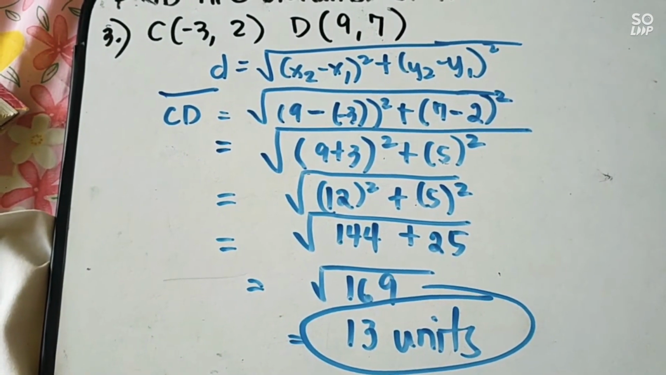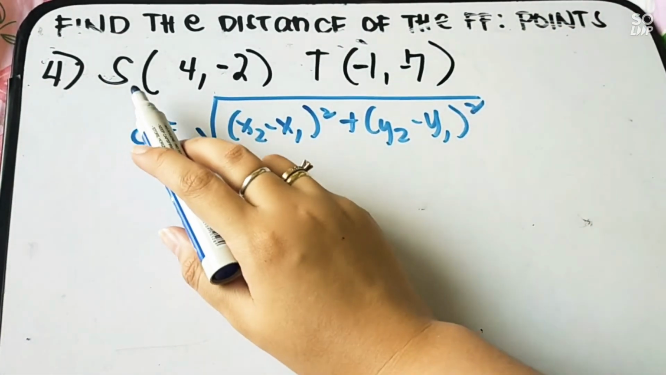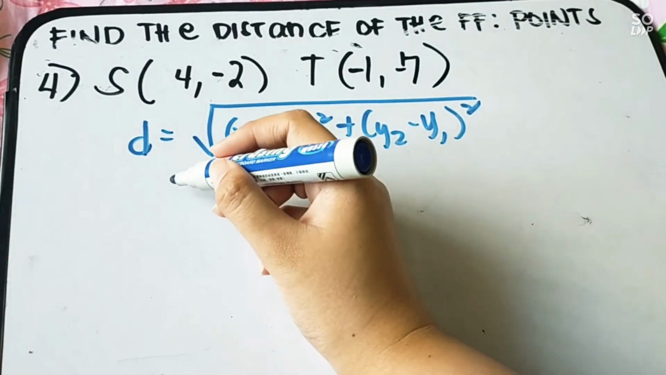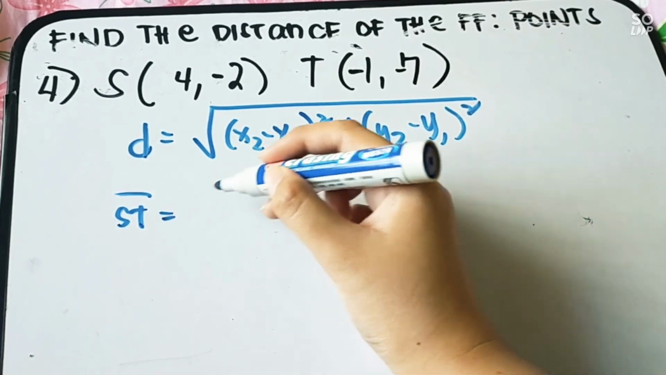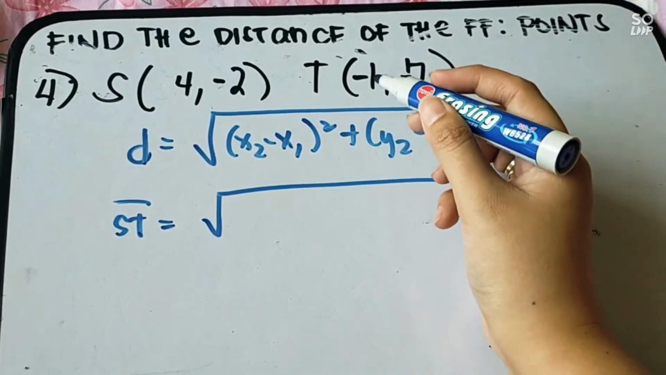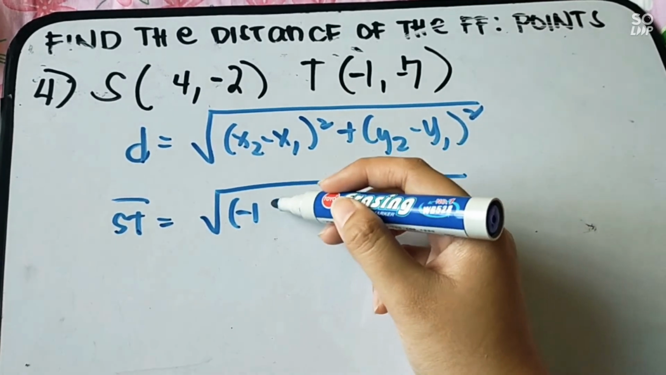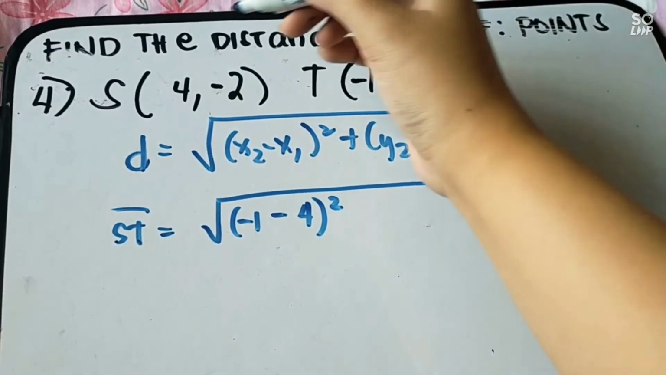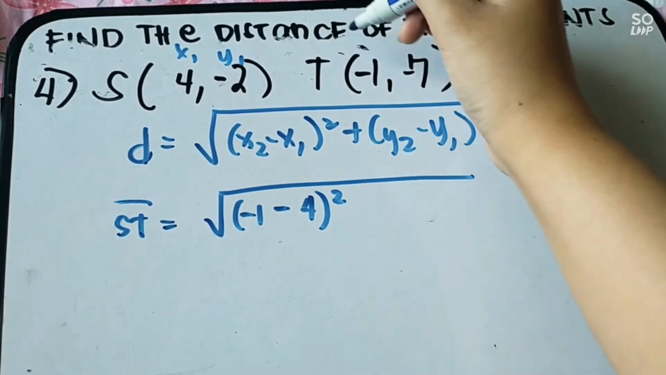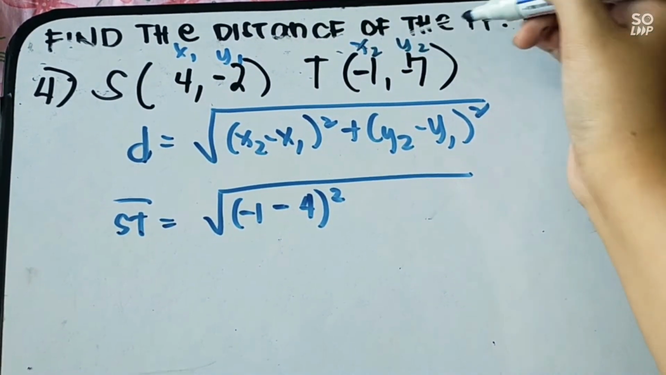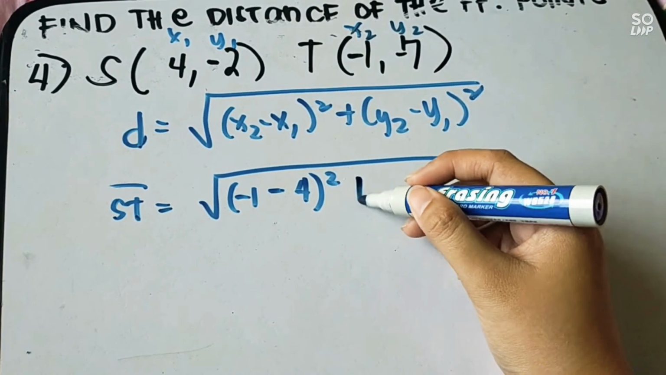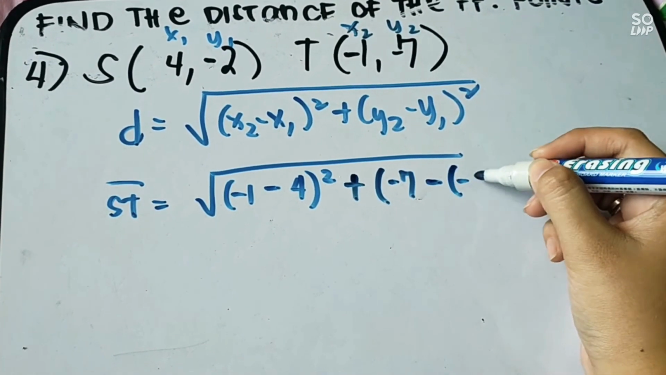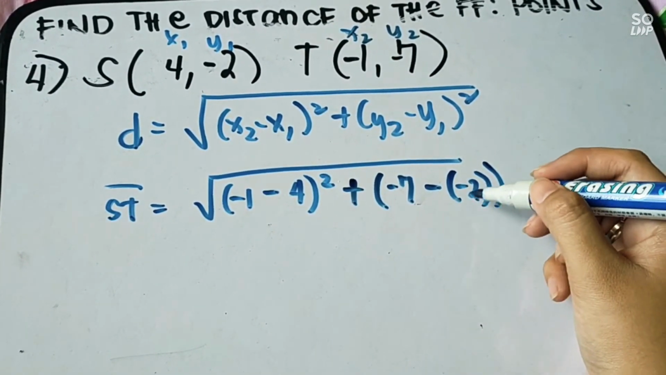Okay? Next tayo. We have S, which is 4 and negative 2, and point T, which is negative 1 and negative 7. Let us now find for the distance of ST. We have the square root of our x sub 2, we have here negative 1. Then minus our x sub 1, we have positive 4. Then squared. Para di ka malito, lagyan mo ng x sub 1, y sub 1, x sub 2, y sub 2. Ayan. Okay? Then, plus, your y sub 2, we have negative 7. Then, minus y sub 1, we have negative 2. Maglagay na open and close parenthesis kasi may negative.